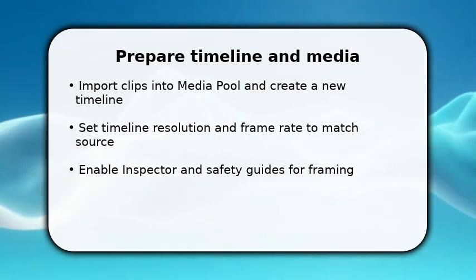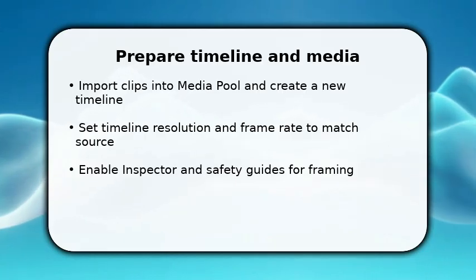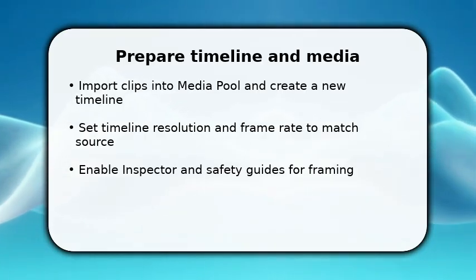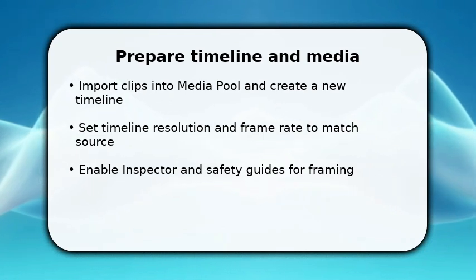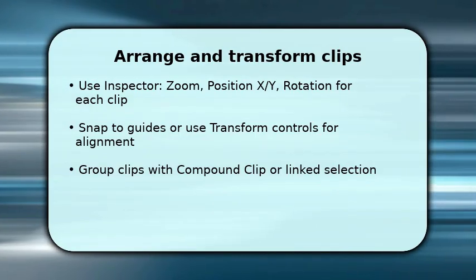Now place your first clip on V1, then add subsequent clips to higher video tracks. This gets you immediately into layout adjustments, without wasting time on trivial setup. Now you'll adjust scale and position for each clip using the inspector zoom and position X/Y controls. This is how you create multiple screen layouts.